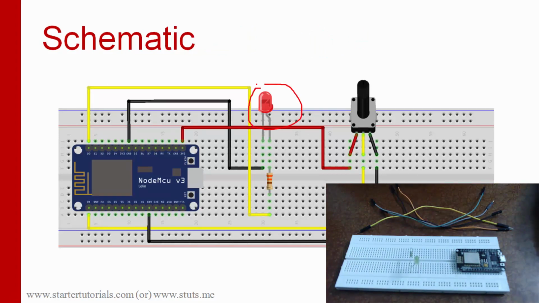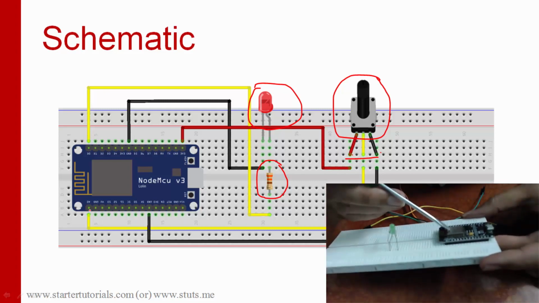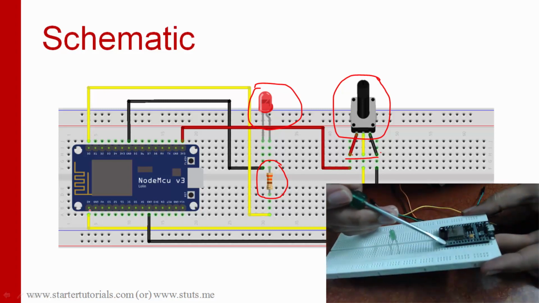So here we have LED, whose anode is connected to 330 ohms resistor, and here this is the potentiometer which has three pins. One pin is connected to 3.3 volts, another pin is connected to ground, and the middle pin is connected to, in this case, analog pin A0. In node MCU we have only one analog pin A0, so this is the pin.